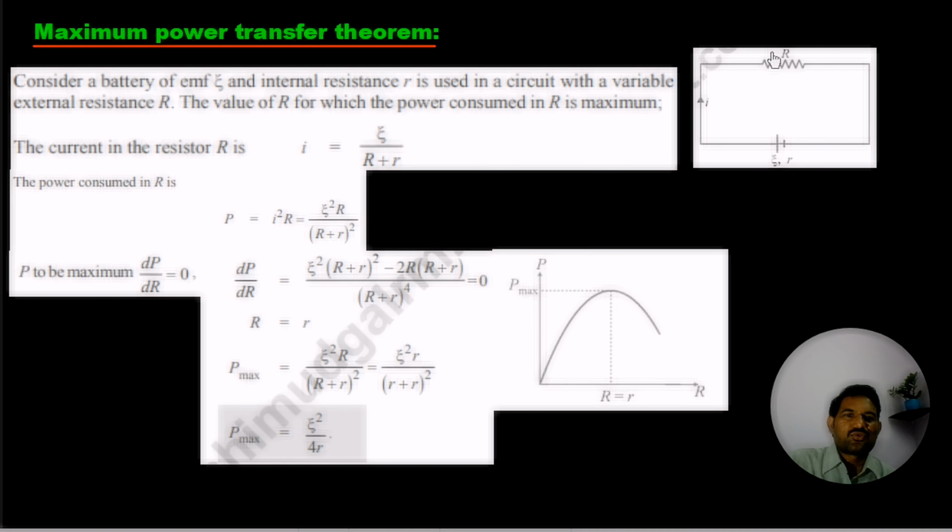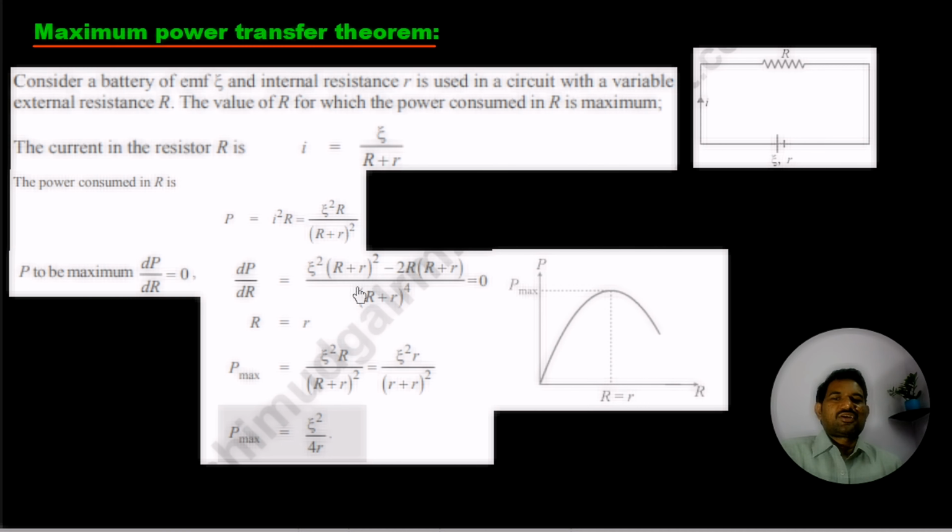Therefore the power produced, or power consumed, at the resistor is I square R. Substituting the I value, you will get E square R by (R plus r) whole square. Generally, when this power is maximum, its differentiation with respect to R is 0. Here R is variable, and we need to take a suitable resistance so that the power is maximum. E and r are fixed, and capital R is variable, so we find the differentiation of P with respect to capital R.